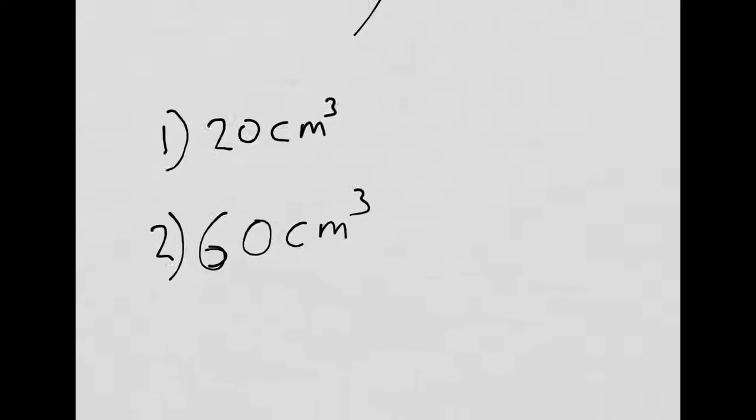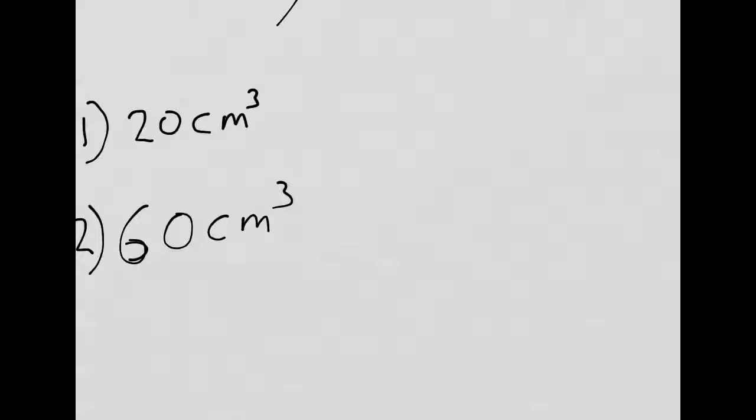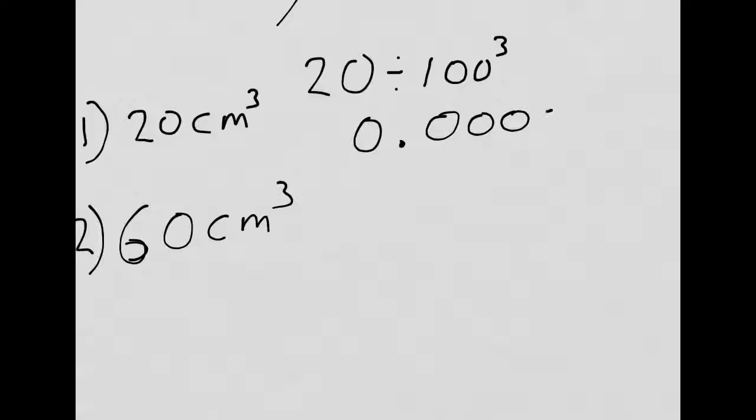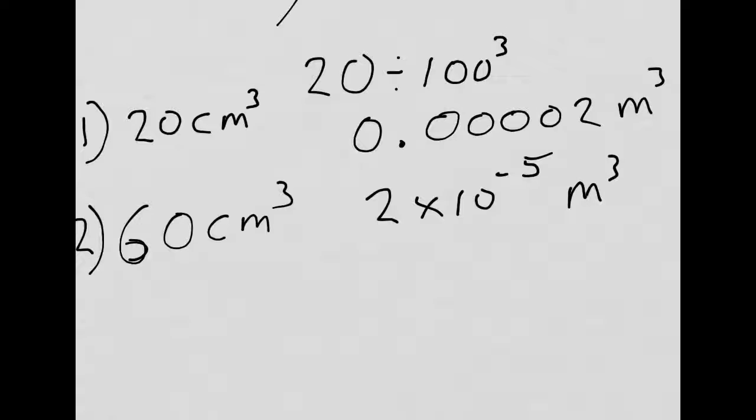Okay, so 20 centimeters cubed then, so if you did 20, and you divided it by 100 cubed, okay, then you should get an answer of 0.00002 meters cubed. Your calculator might give you an answer like 2 times 10 to the minus 5 meters cubed. That's fine. That's just in standard form. You can leave your answer in standard form. That's fine.